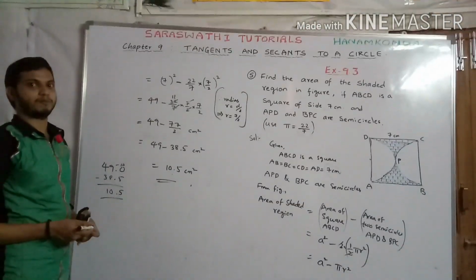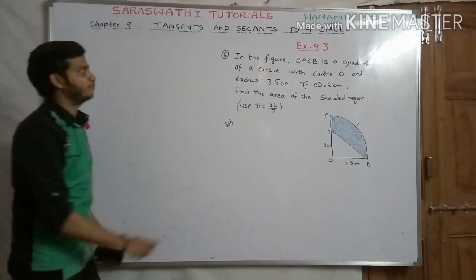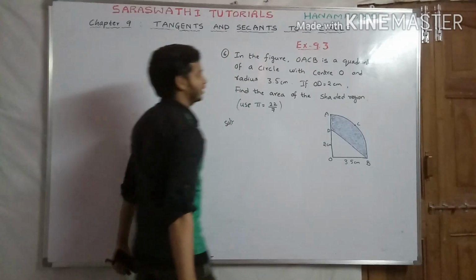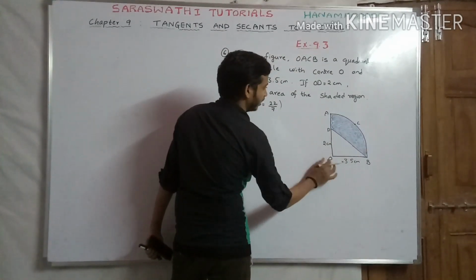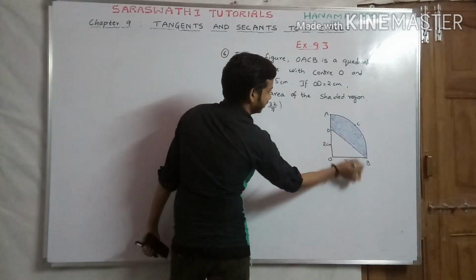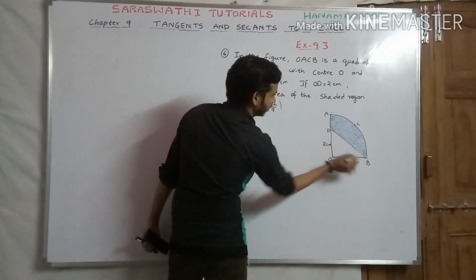So we shall discuss the next question. The next question is: in the figure, OACB is a quadrant of a circle with center O and radius 3.5 centimeters. So this is the given figure. OACB is the quadrant of a circle.